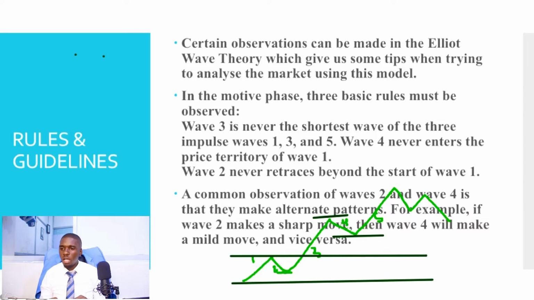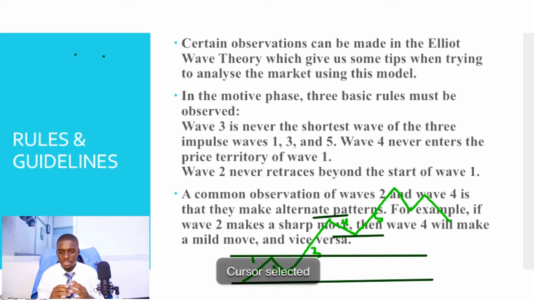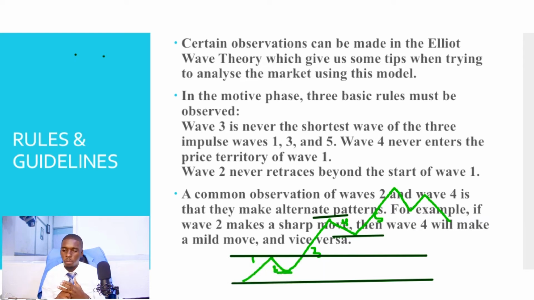Then of course, lastly, something I made an observation on, which should be a common observation of wave 2 and wave 4, is that they move alternatively. They make alternative patterns. For example, if wave 2 makes a sharp move, then wave 4 will make a mild move, and vice versa. Like for instance, we have our wave, of course, wave 2 and wave 4.